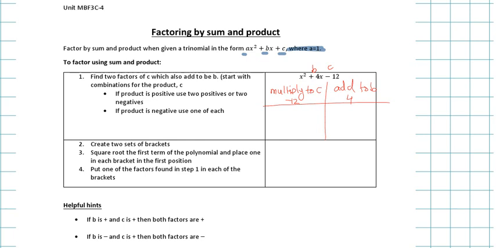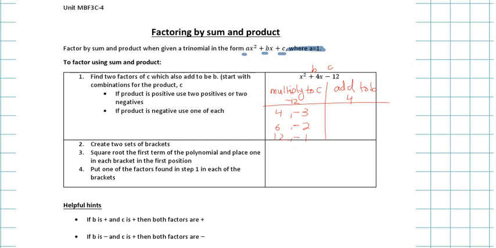Okay? So let's think about some numbers. What multiplies to 12? 4 and 3. 6 and 2. 12 and 1. Anything else? Okay. This says that the large one has to be positive and the small one has to be negative. Okay? The largest positive, the small is negative. So, I found my multiples of 12.